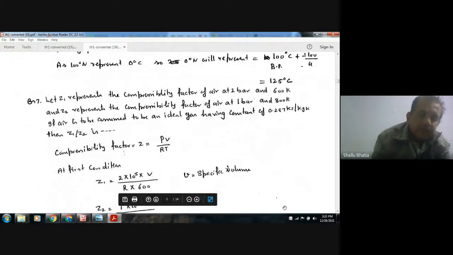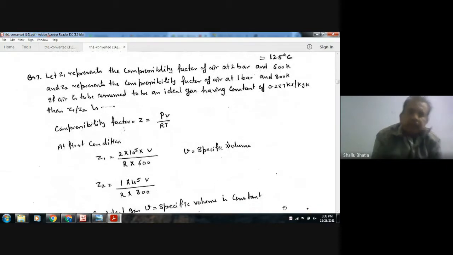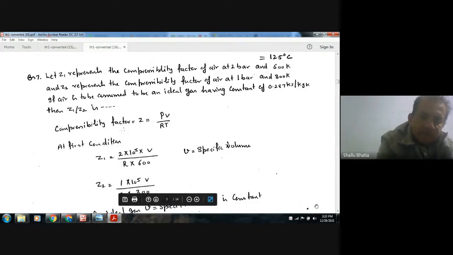Next, if Z1 represents the compressibility factor of air at 2 bar and 600 Kelvin, and Z2 represents the compressibility factor of air at 1 bar and 300 Kelvin, if air is to be assumed to be an ideal gas having gas constant 0.287 kilojoule per kilogram per degree Kelvin, then Z1 by Z2 is? Now the compressibility factor Z is equal to PV by RT.